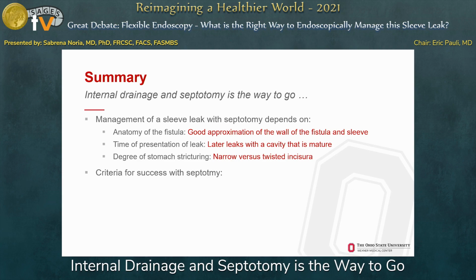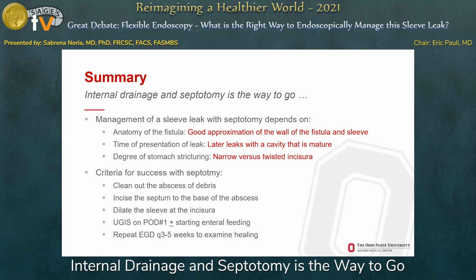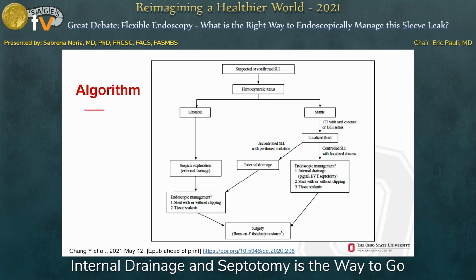So for the criteria for success with septotomy, as I mentioned, clean out the abscess of debris, incise the septum so that you can see the base of the abscess, and dilate the sleeve distally. The first time you do it, you admit the patient and do an upper GI swallow the next day. If it's negative, start oral feeding. Then repeat your sessions as needed every 3 to 5 weeks. My final slide shows this algorithm in terms of where this lies in our arsenal of managing it. We're coming down this pathway of a hemodynamically stable patient with a localized collection, and under internal drainage is where septotomy lies. Thank you.